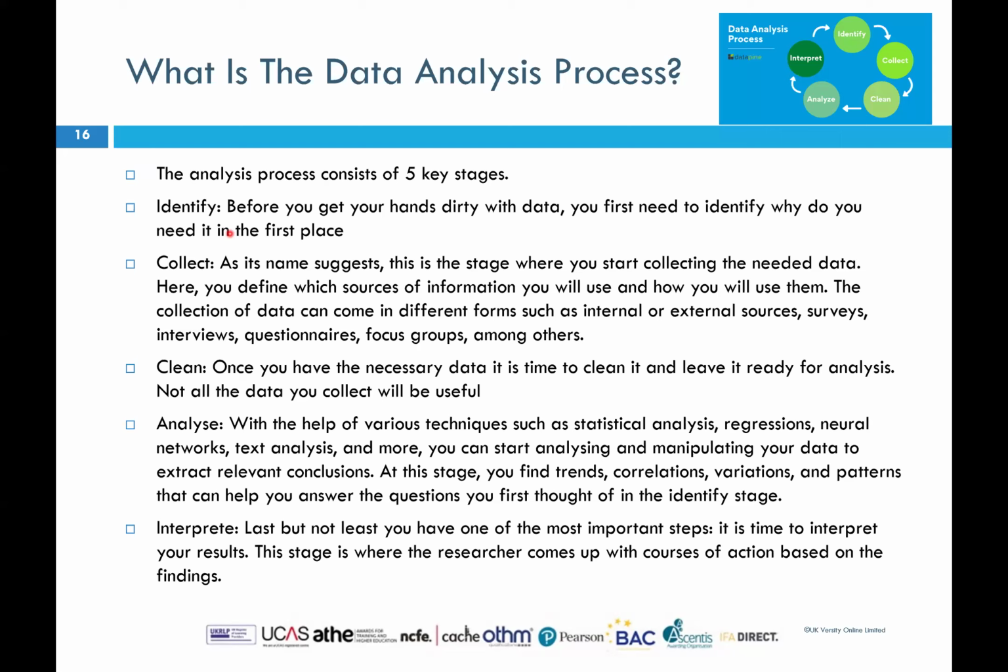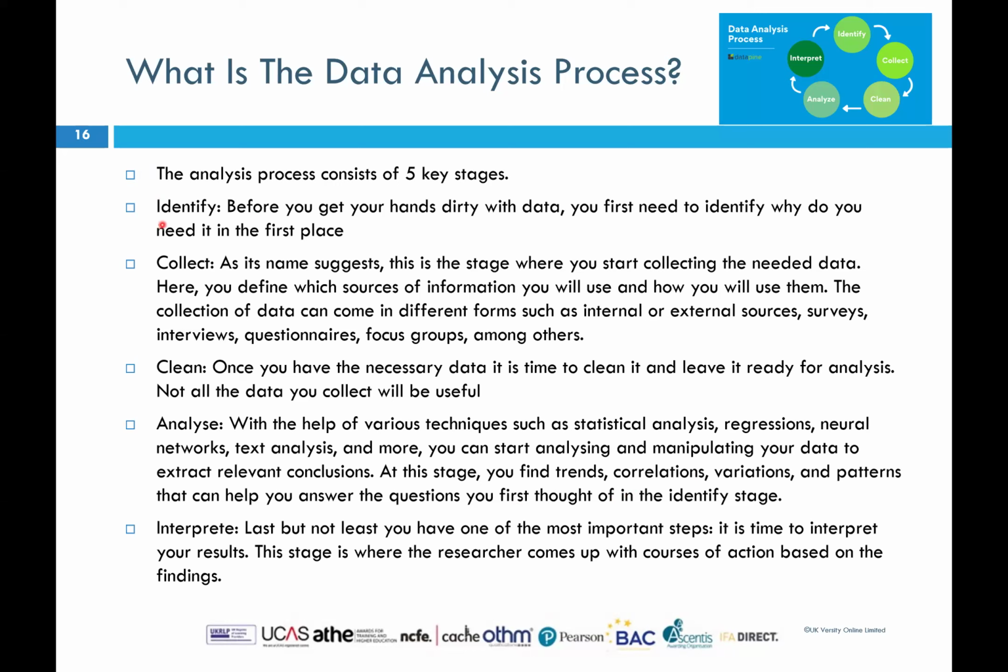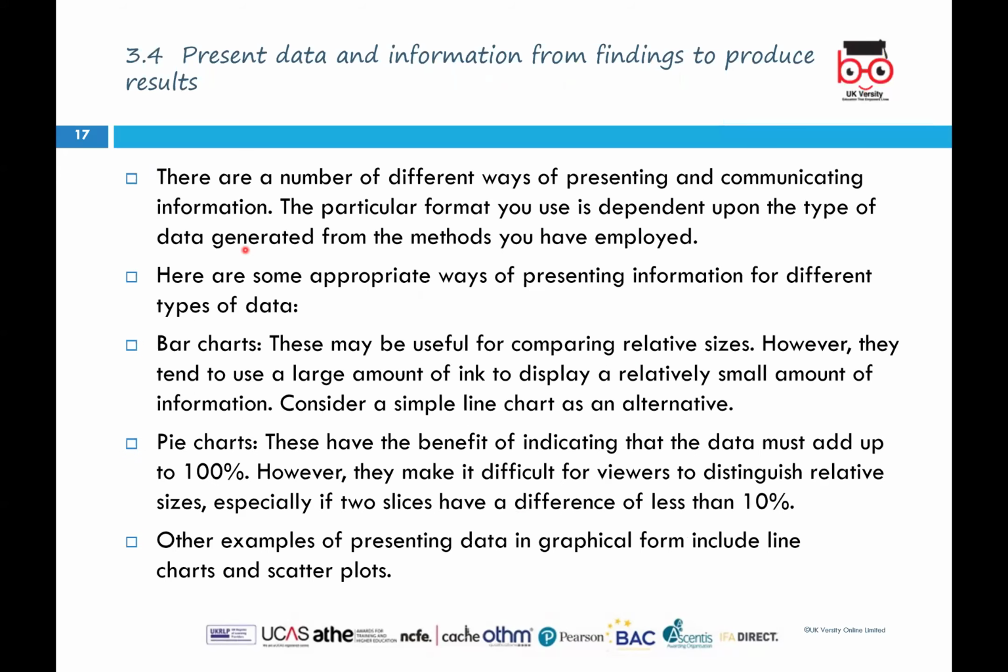Then once you have the data, you start cleaning it up. Not all the data that you collect will be useful, so you start extracting that data. You have all the data that you need now, and then you analyze. You need to have a clear strategy of what type of analysis you want to use. There are different ways you can analyze your data. That's another discussion in its own; we are not going into depth. But through this, you find out trends, correlations, variations, and patterns that can help you answer the questions you first thought of in the identifying stage. And then you interpret that data. The results have to be interpreted. It's incomplete without that interpretation. So you identify what you need, you collect that data, you clean that data, you analyze, and then interpret.